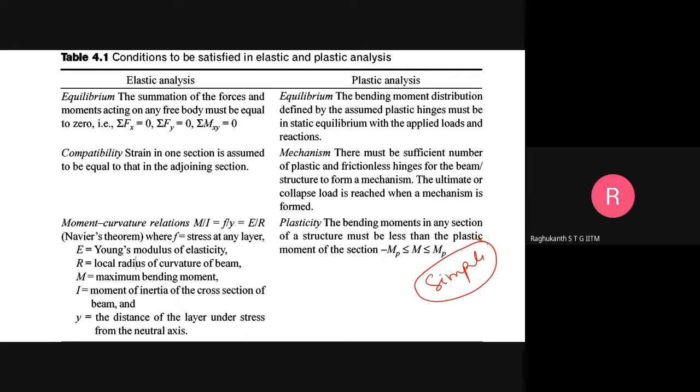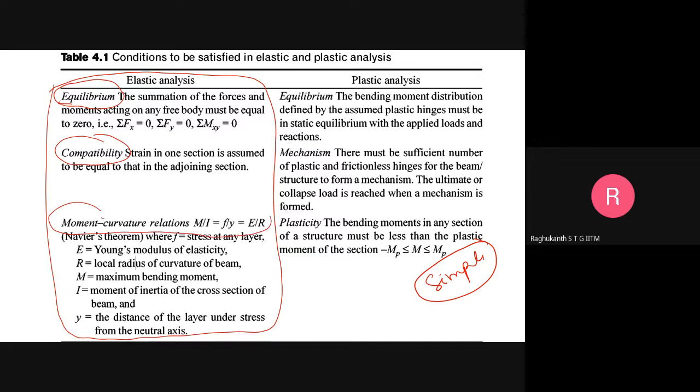Now for those methods, we have some conditions to be satisfied. These are the conditions for elastic analysis, which you already know from your mechanics of materials and structural analysis. Equilibrium has to be there. Then if it's an indeterminate structure, we also use compatibility, and then of course the simple bending formula. This is the formula on which the whole analysis is based. So these are the things for elastic analysis.